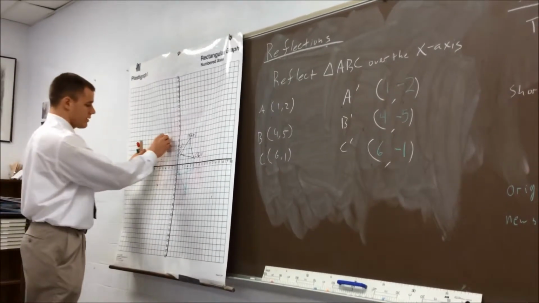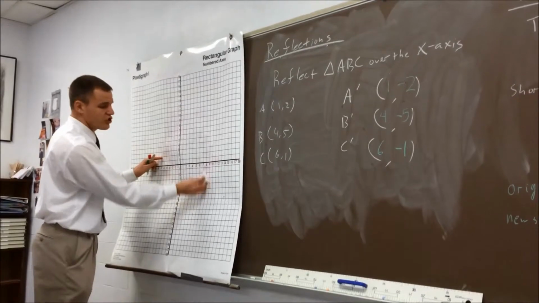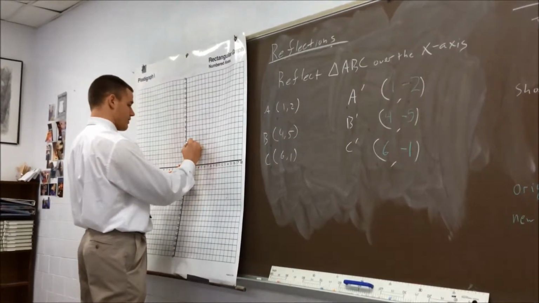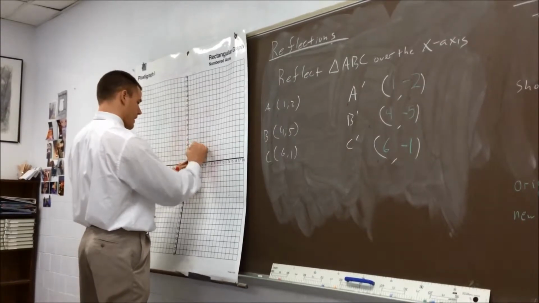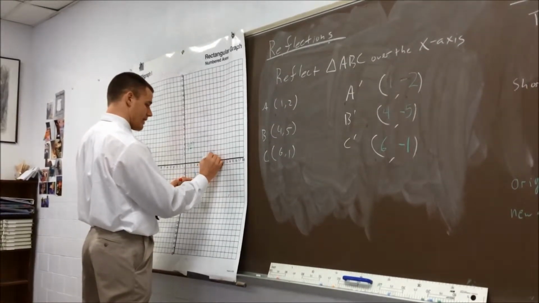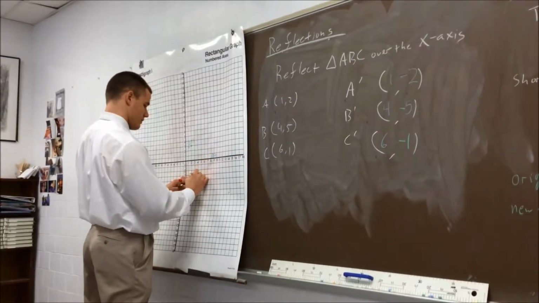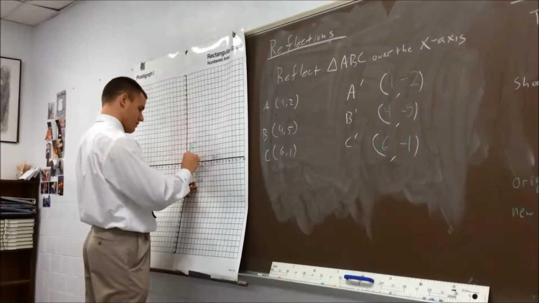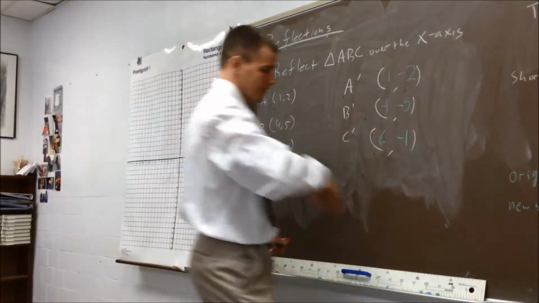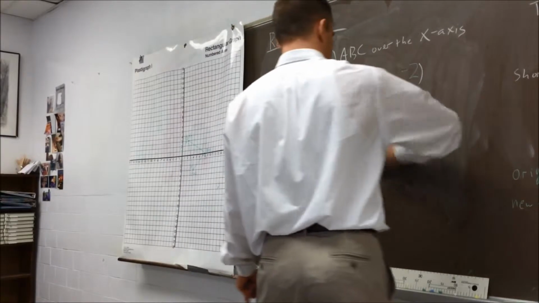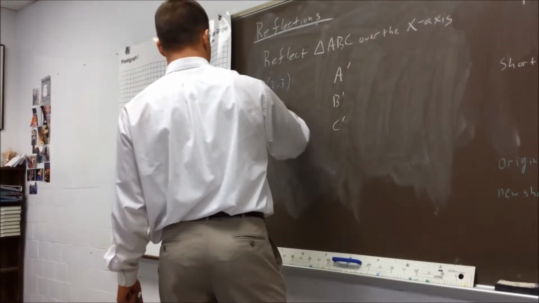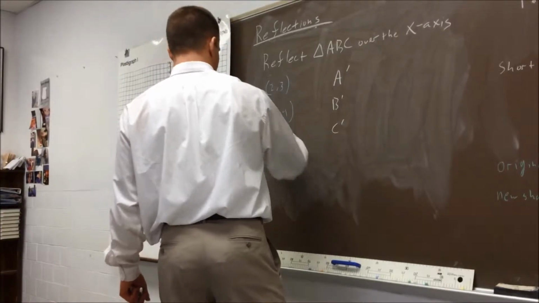Let's do one more of these just to test that theory here. So you're going to make A at 2, 3. B is going to be down here at -3, 4. And C is going to be at 8, 0. And I want you to reflect this over the x-axis. A is 2, 3. B is -3, 4. C is 8, 0.